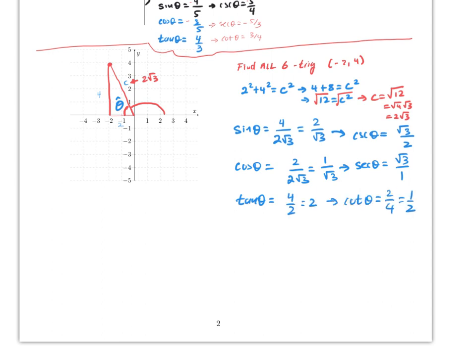Okay? Now, you need to check for the sign. So remember that all students take calculus, right? So since this is in the second quadrant, the only ones that are positive are sine and cosecant. So this is okay, this is okay, but this 4 had to be negative. So you just put a minus sign, and that's it. So it's pretty straightforward when you look at it this way.